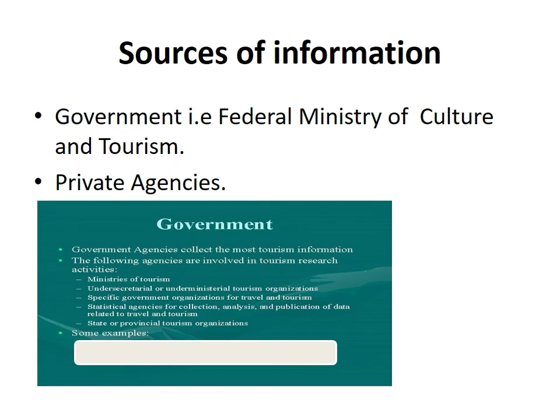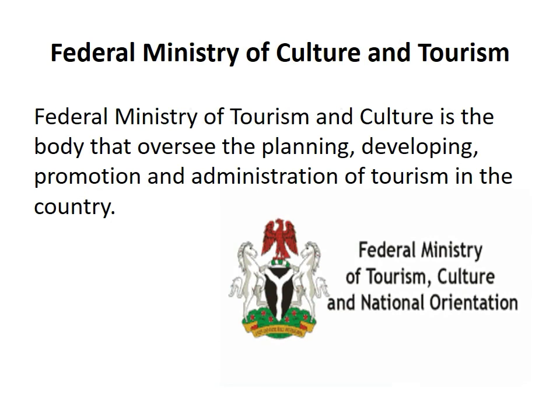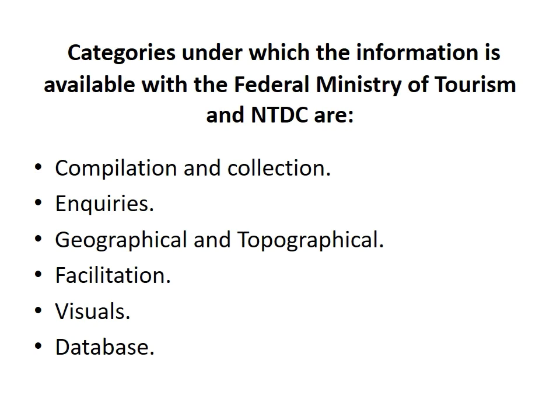Sources of information. We have 2 forms of sources of information, and that is through the government and also through the travel private agency. The one that is through the government will be through the Federal Ministry of Culture and Tourism, and the private agencies are the travel agencies or tour operators. The Federal Ministry of Culture and Tourism oversee the planning, developing, and promoting the tourism attractions.